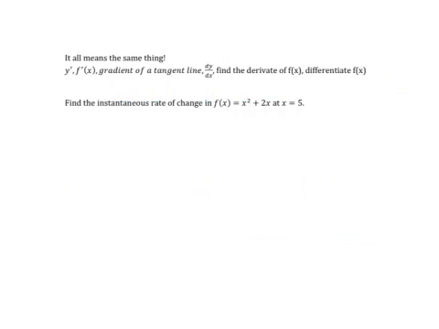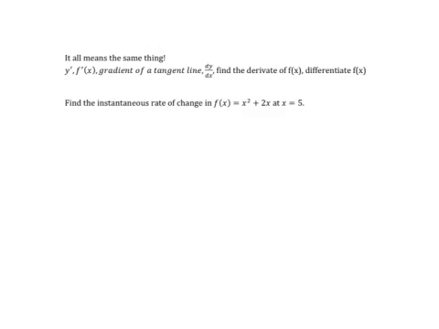So in the SL book, you'll find they're using many different vocabularies for one thing, but it all means the same thing. The y prime, f prime of x, gradient of a tangent line, dy over dx, which means the change in y over change in x. Find the derivative of f of x. Differentiate f of x. It all means the same thing. It just means find the slope of a function.